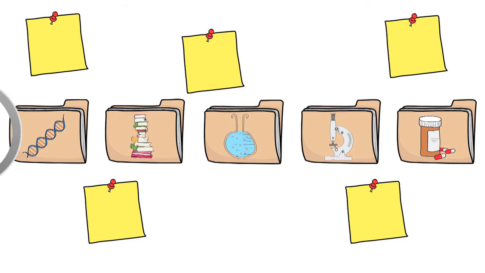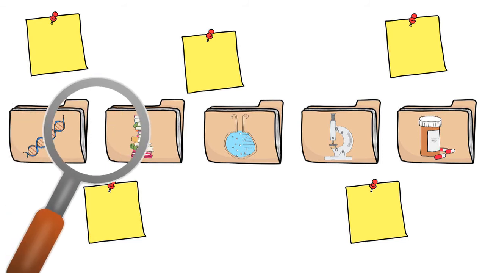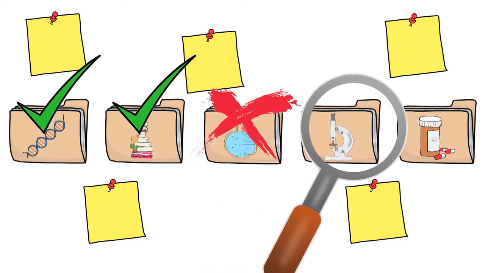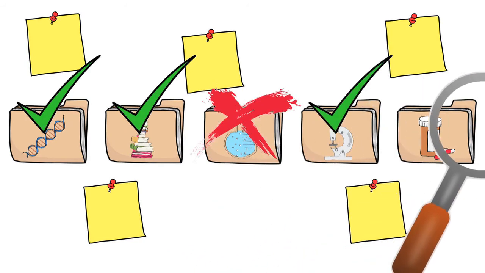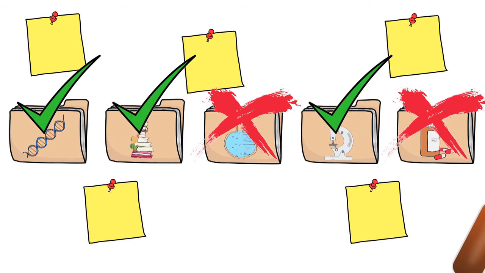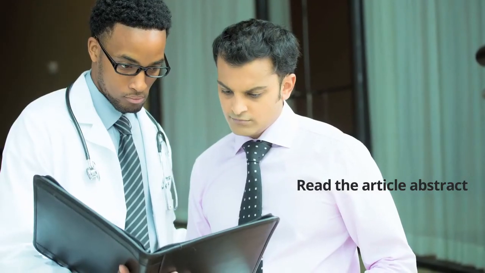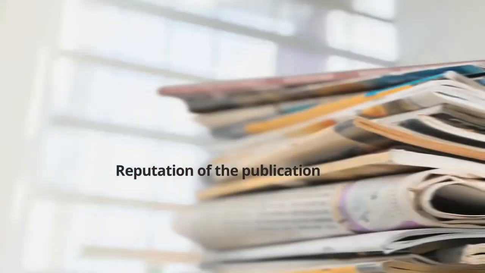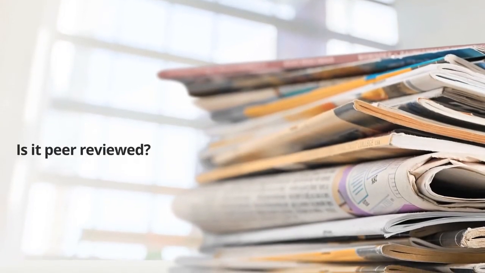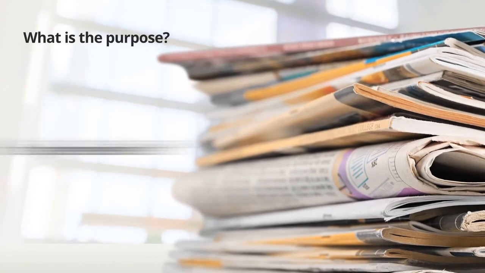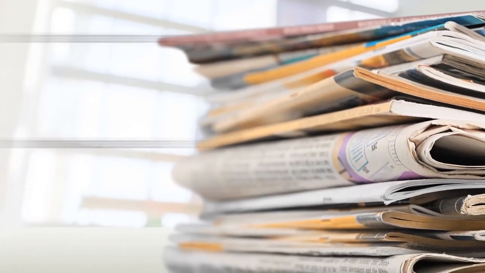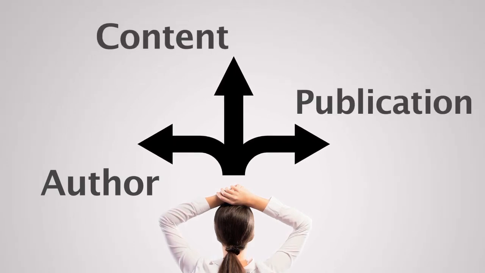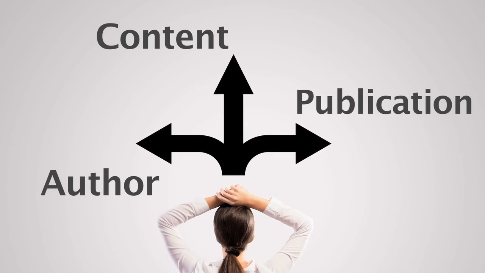Once you have conducted the literature search, each source must be evaluated for its strength in supporting your inquiry. You must determine the relevance of each source and ensure it is within your defined parameters. A quick way to accomplish this is by reading the article abstract, if it's available. The reputation of the publication is also important. For example, is it peer-reviewed? What is the purpose of the journal and the intended audience? Are there obvious conflicts of interest between the author, content, and/or publication that would cause the data to be suspect?